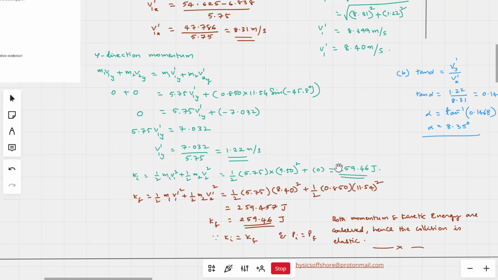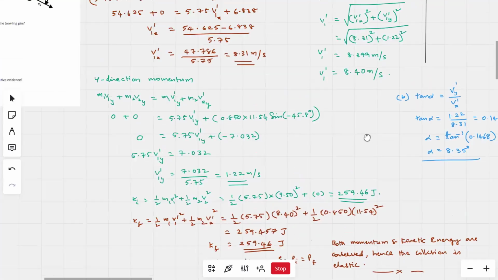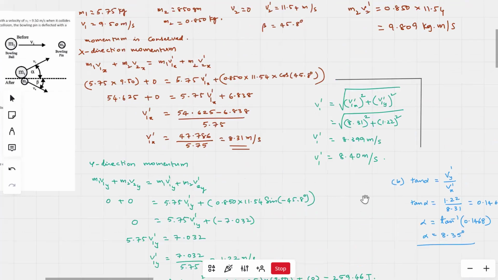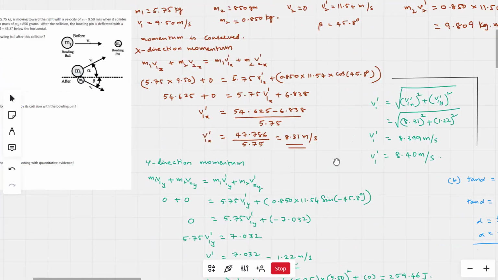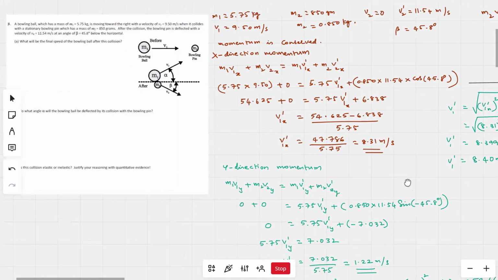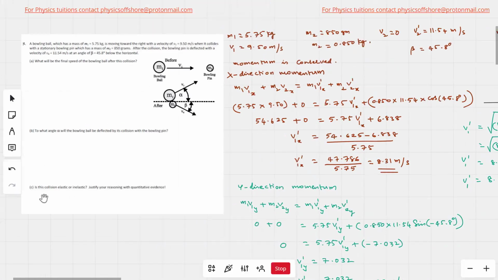So there is a perfect match of the energies. There is no loss of energy. Therefore, the collision is elastic, because both momentum and kinetic energy are conserved. The collision is elastic. Okay. He asked us to prove it quantitatively. So the values are perfectly matching. The energy values are matching, and the momentum is also matching. So we will conclude that the collision is an elastic collision. It is not inelastic, it is elastic.